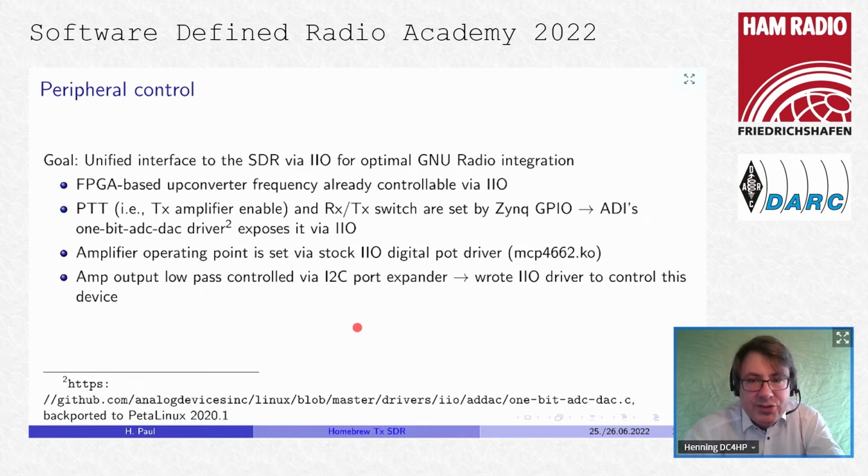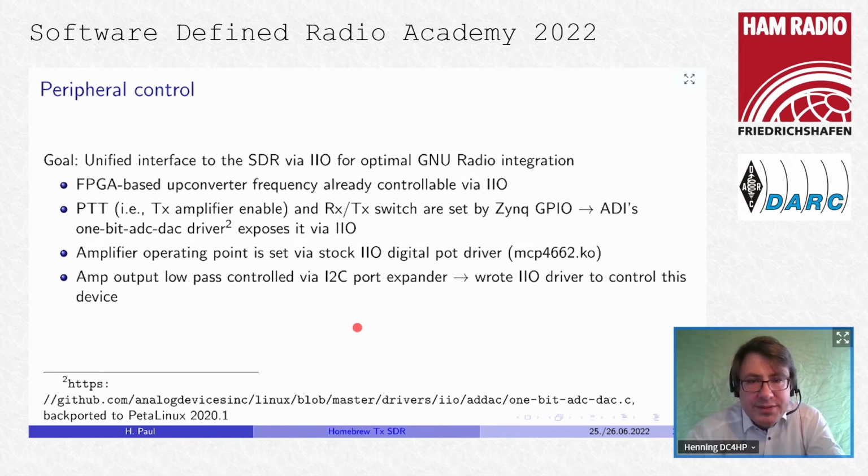Both are switched by a GPIO of this Zynq board, and there is this nice little driver from Analog Devices, this 1-bit ADC DAC driver, which just takes a GPIO and turns it into a 1-bit ADC or DAC, and then means you can control it directly from GNU Radio. You can set GPIOs without using any extra blocks. This is very nice.